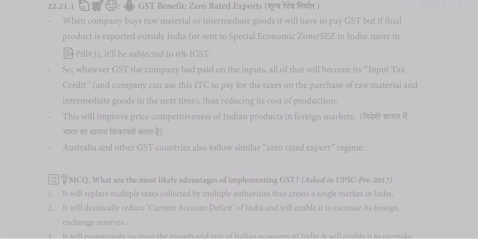22.21.1, Another GST benefit, zero-rated exports. When a company buys raw material or intermediate goods, it will have to pay GST. But if the final product is exported outside India or sent to a special economic zone (SEZ) in India, more in pillar #3, it'll be subjected to 0% IGST.